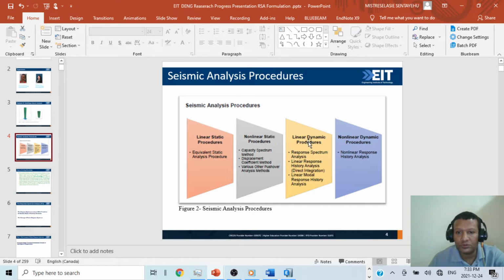Now we are going to see these two. Linear dynamic procedure, response spectrum analysis, linear response history analysis by direct integration, and linear modal response history analysis were performed in the last video. You can refer to that. Now nonlinear pushover analysis: capacity spectrum method, displacement coefficient method, and various other pushover analyses, multi-mode pushover analysis we have also. Now we will discuss today.